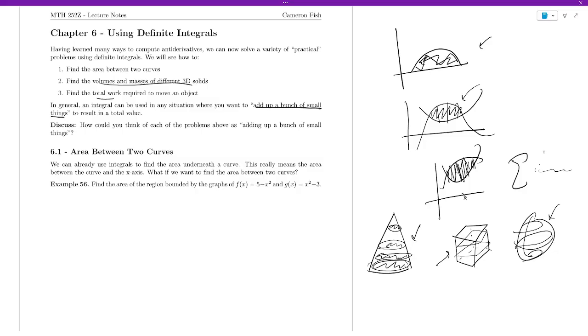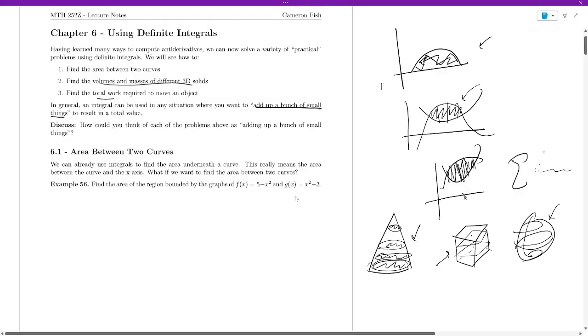Similarly, total work. We'll talk a bit about this, but if you know a little physics, it takes a little bit of work to move something a short distance, and another little bit of work to move it another distance. You can add up all that little bit of work, and it'll be the total work. So anytime you're adding up a bunch of small things.